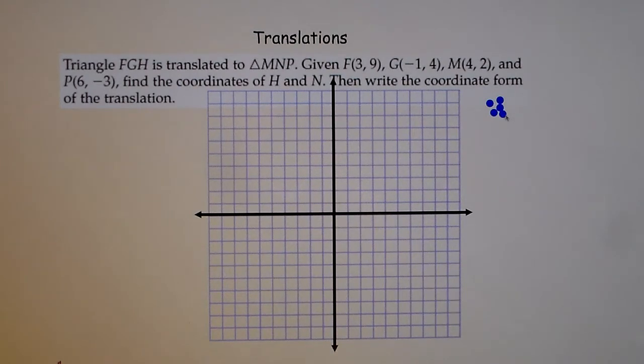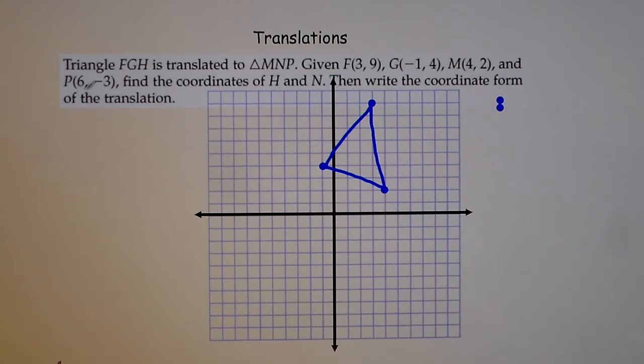Given that F is 3, 9, so we're going to mark some of these points. 3 to the right, 9 up. 1, 2, 3. So that's our F coordinate right there on our grid. G is negative 1, 4. So negative 1, 4. And our M is 4, 2. So 1, 2, 3, 4, up 2. So FGM is this triangle right here.